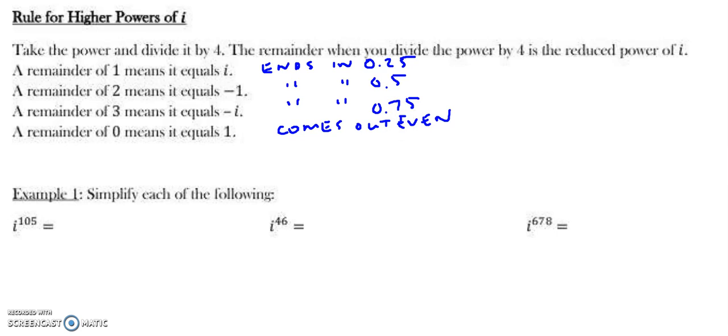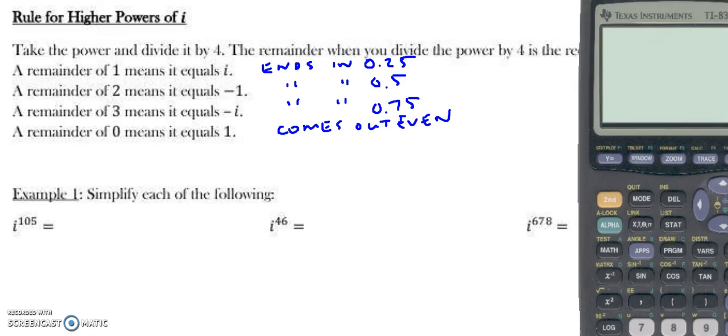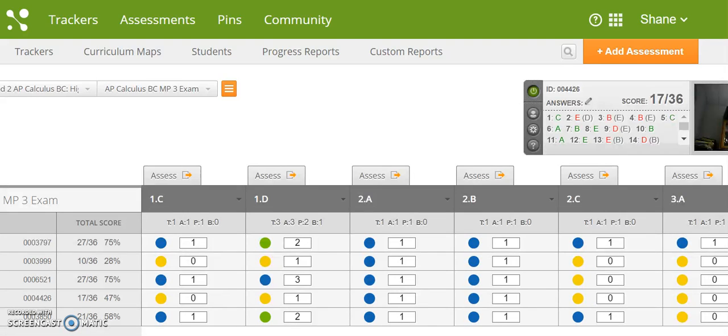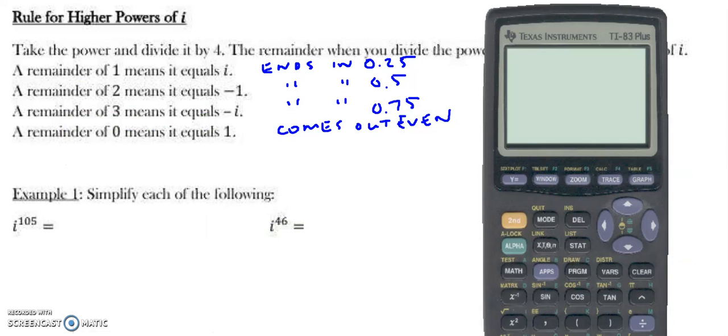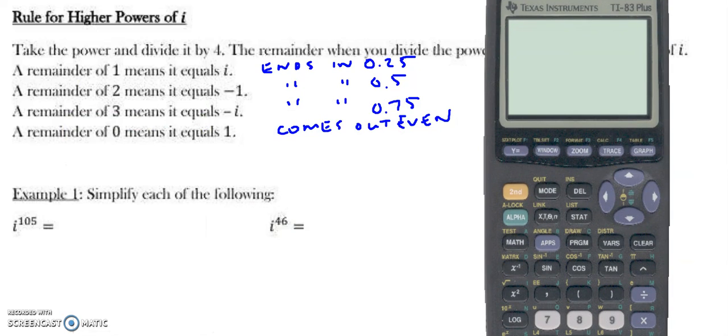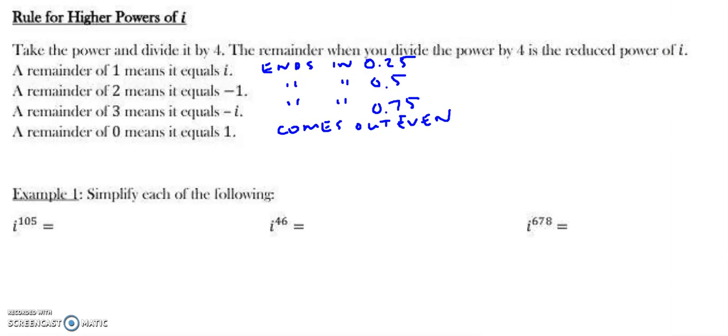So let's look at the first example here. We're going to simplify i to the 105th power. I'm going to pull out my calculator at this point, and I'm going to go ahead and take 105 and divide it by 4. When I do that, it ends in 0.25. That means that I have a remainder of 1. And so i to the 105th is just going to be equal to i.